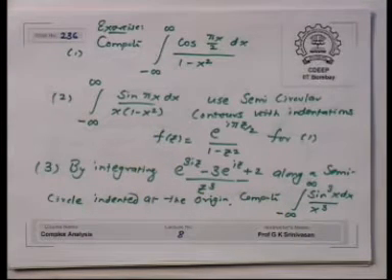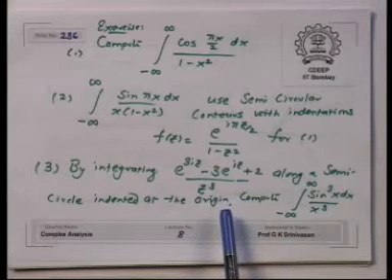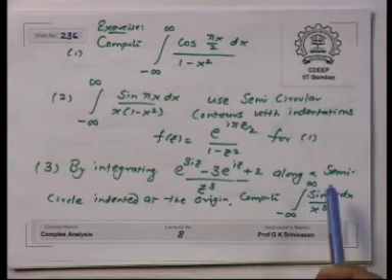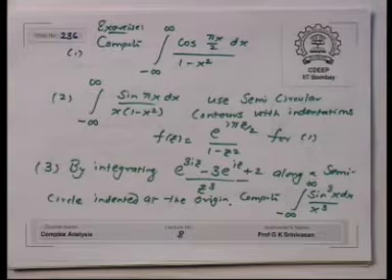3 indentations. Next problem, by integrating e to the power 3iz minus 3 e to the power iz plus 2 upon z cube along a semicircle indented at the origin, calculate the integral from minus infinity to infinity of sin cube x upon x cube dx. So, I am giving you the function now, and I am still giving you the semicircular contour.